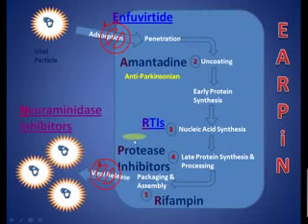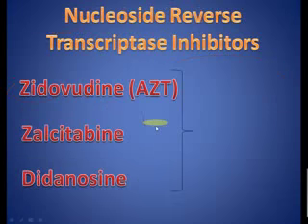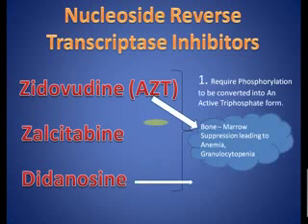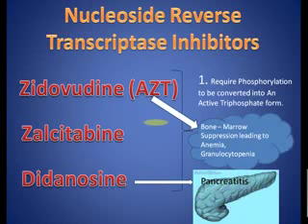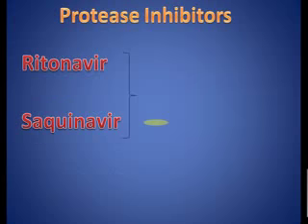Again, I'm showing you the main page: enfuvirtide, amantadine, RTIs, protease inhibitors, rifampin, and neuraminidase inhibitors. So let's go to our next slide on protease inhibitors. I guess I need to work better with the animation stuff. So, protease inhibitors: ritonavir, saquinavir. These are the protease inhibitors.